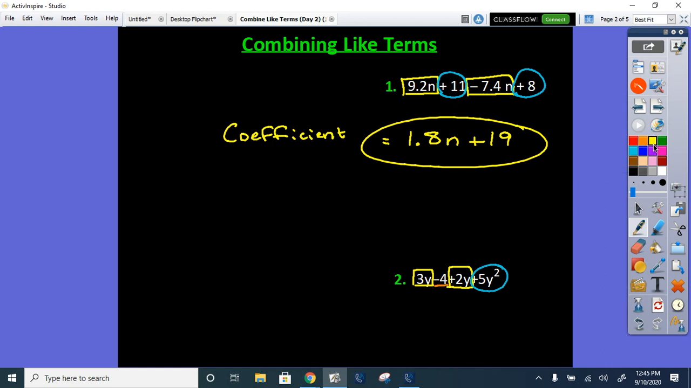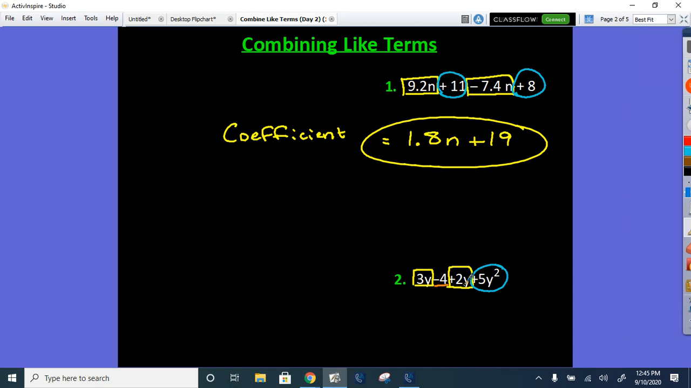Okay? So really, the only things I can combine are the 3y and the 2y. I combine that to make it 5y. I'm going to place this positive 5y squared first. Typically, we write it in terms with the highest exponent coming first, and then minus 4.